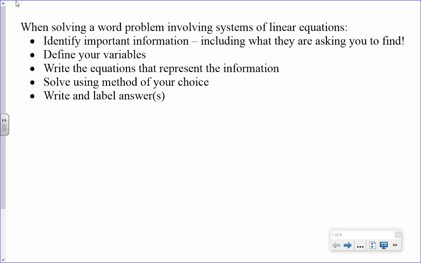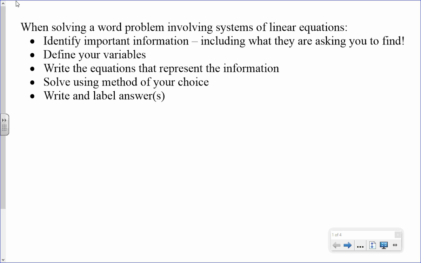Okay. After you define your variables, we're going to write the equations based on the variables that you chose, which means the way that Nick sets it up may be different than the way that Courtney sets it up, but that does not mean that they are both wrong. Okay, they might choose their variables to be different.